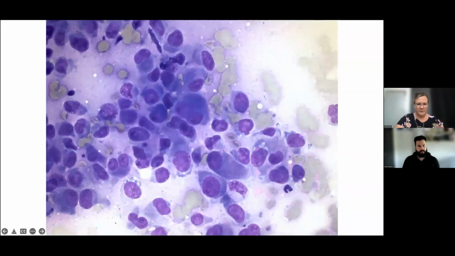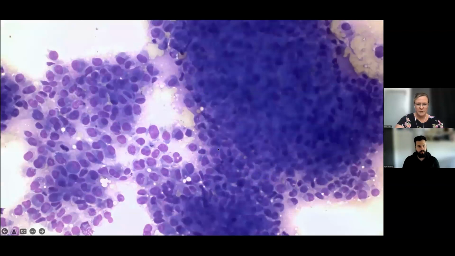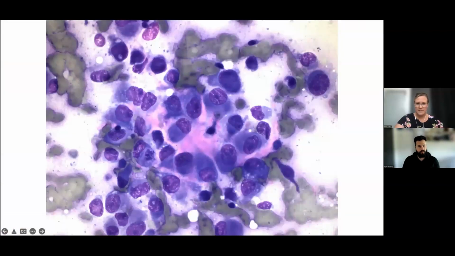And some of them, and they're probably better in this picture, so it's a little bit hard to see, but you can sometimes see a little bit of a clear space next to the nucleus. Osteoblasts normally look like plasma cells. It's kind of a weird thing. So when they become neoplastic, they can still maintain some of those plasmacytoid features. They're not actually plasma cells. They just have similar appearances on cytology.